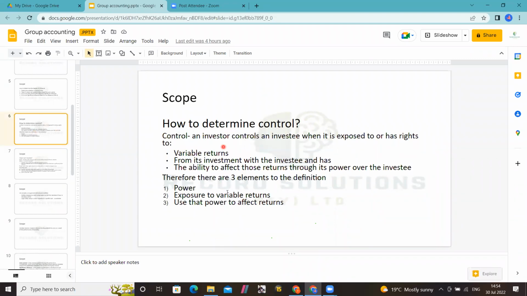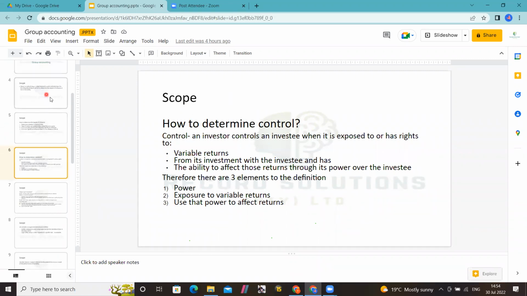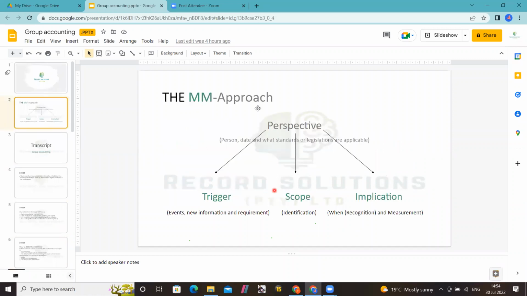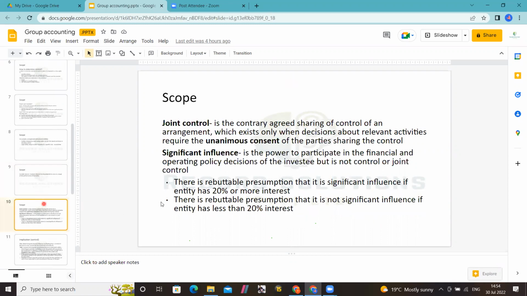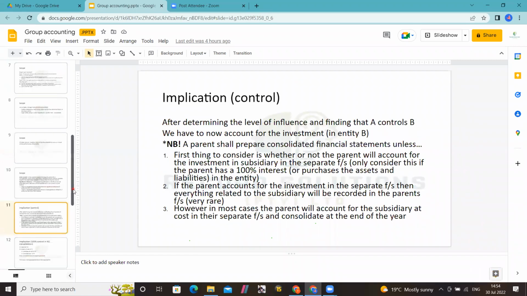Now you control that entity. That means that with the scope, we are done. So with this portion of the approach, we are done. Now we know that it's control, so we can move on to implication. What do we do now that we know that we control this entity?